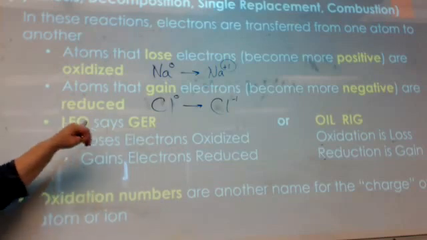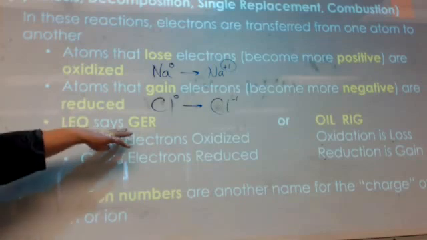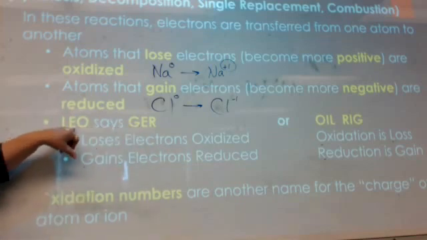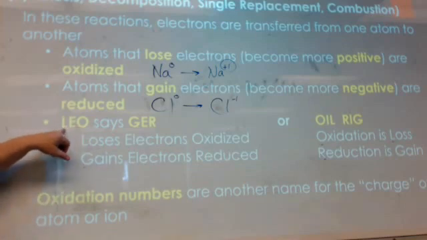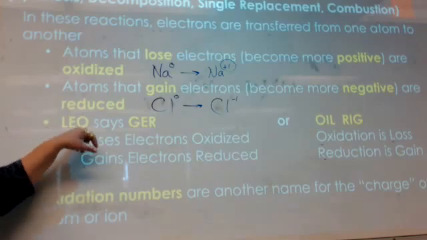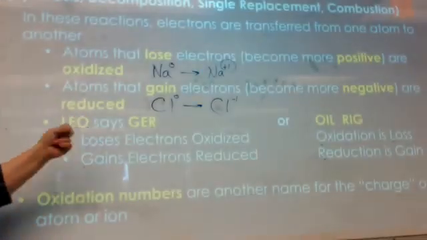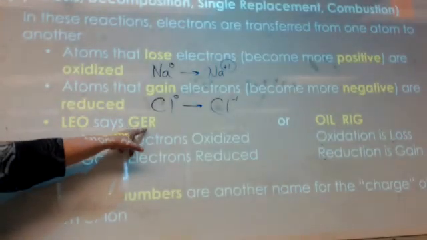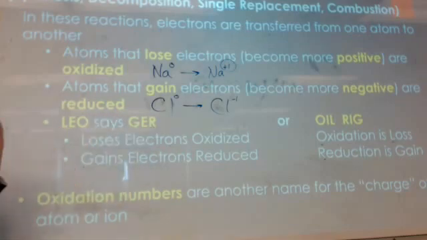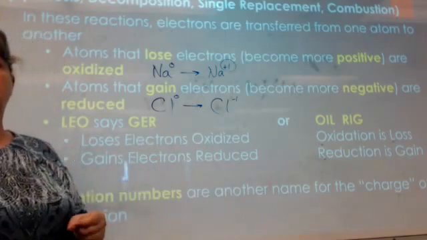Leo says grr, like a lion. So lions roar, grr, growl. LEO stands for lose electrons, oxidize. So something that loses electrons becomes more positive, that is oxidized. Something that gains electrons is reduced. Again, when you gain electrons, you become more negative, and we say that is reduced.